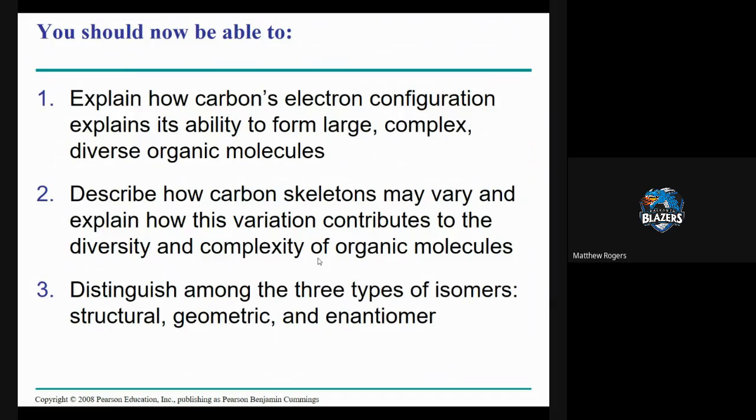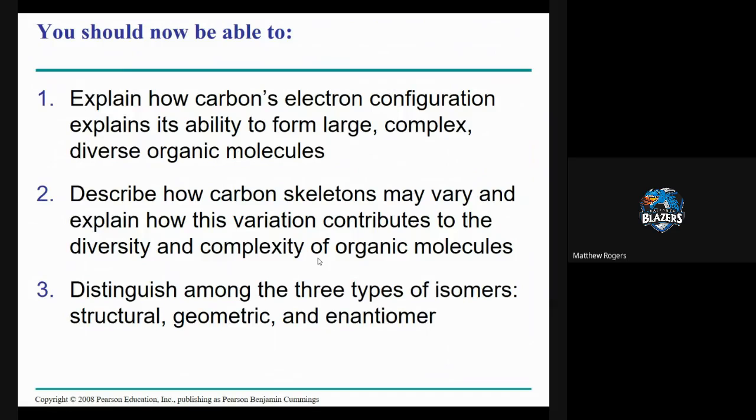Two, describe how carbon skeletons may vary and explain how this variation contributes to the diversity and complexity of organic molecules. Well, the more carbons and hydrogens you have, if we're just using a backbone of carbon and hydrogens, the more nonpolar that item is. Now, if I start adding functional groups to that, then I can get some diversity within that structure. I can throw some oxygens in there and make that substance polar. I can throw some nitrogens in there and make that substance polar.